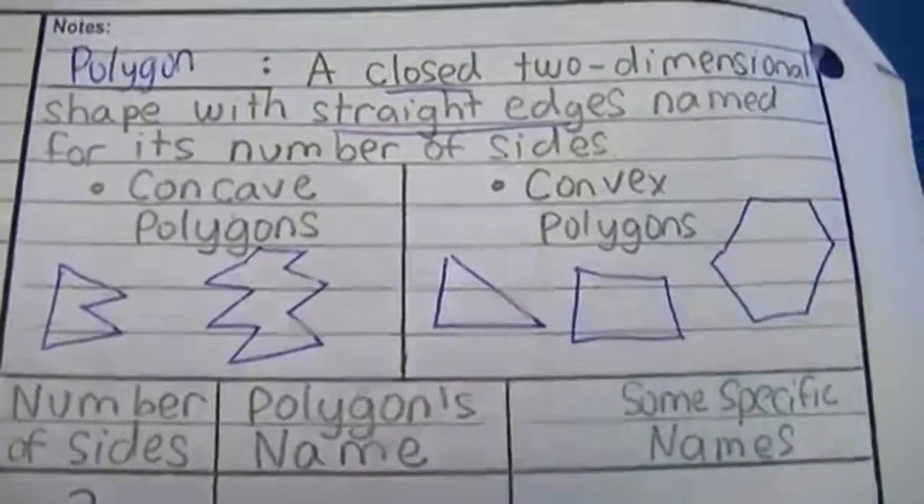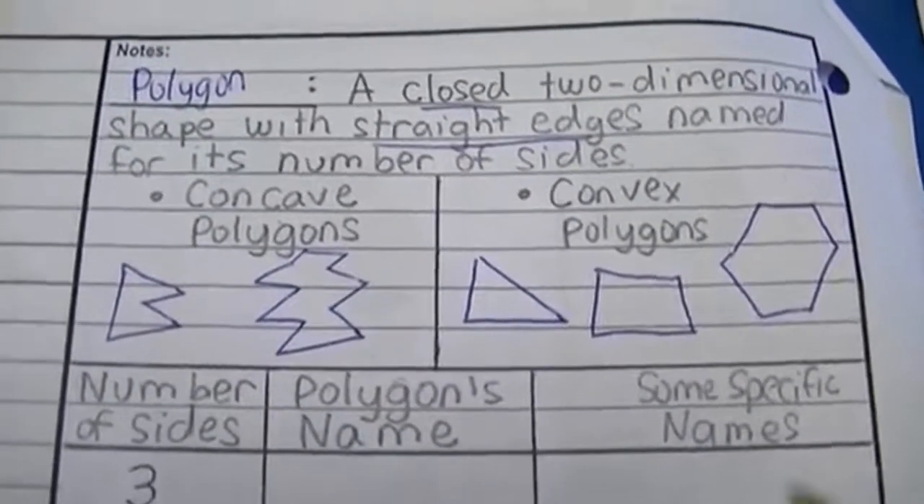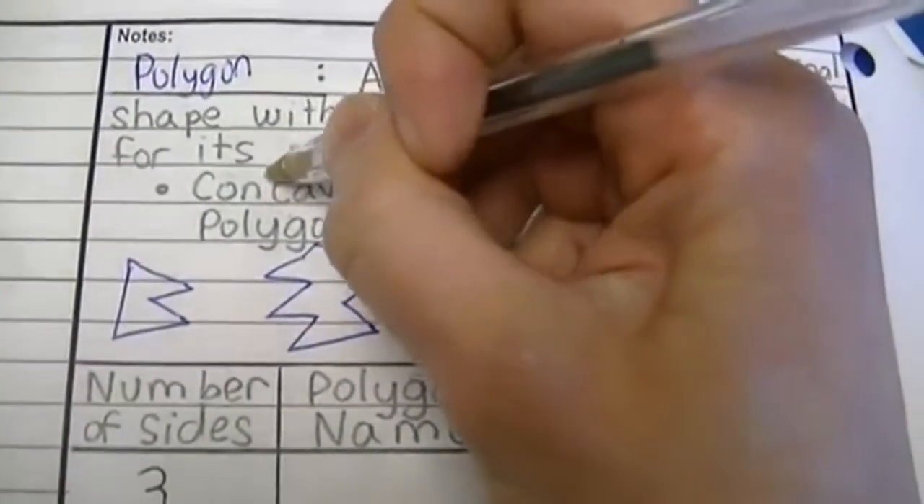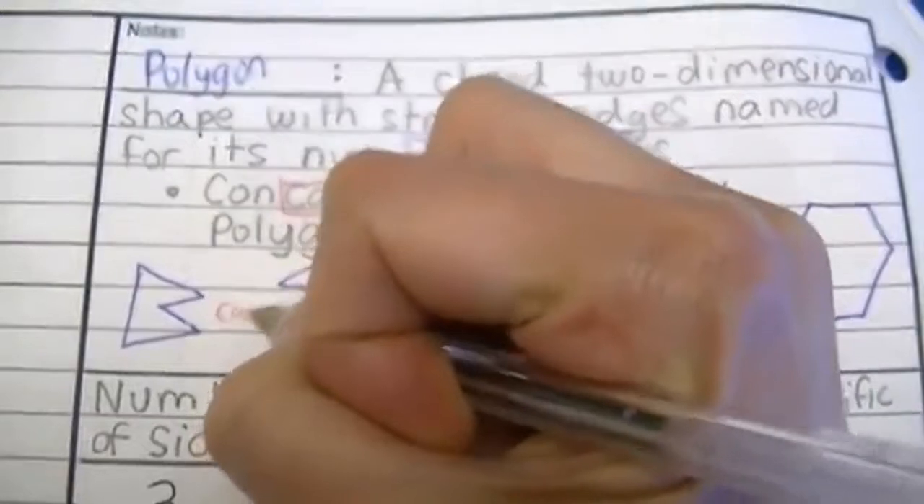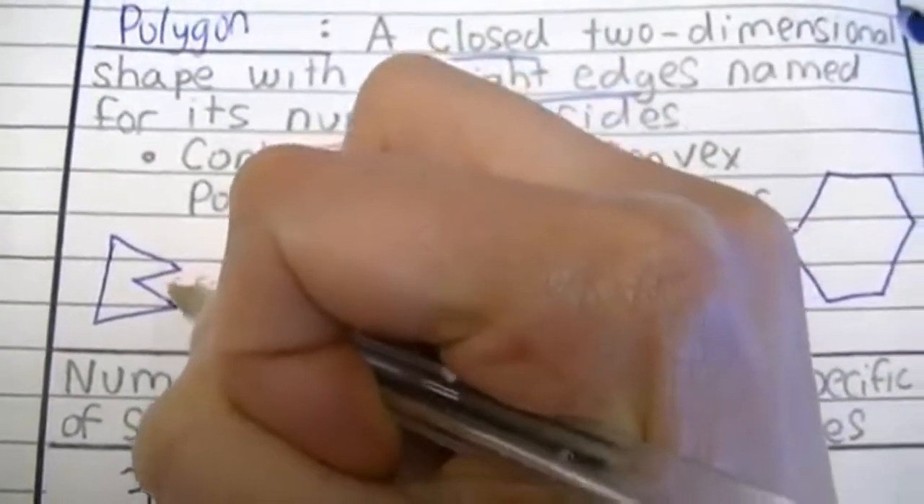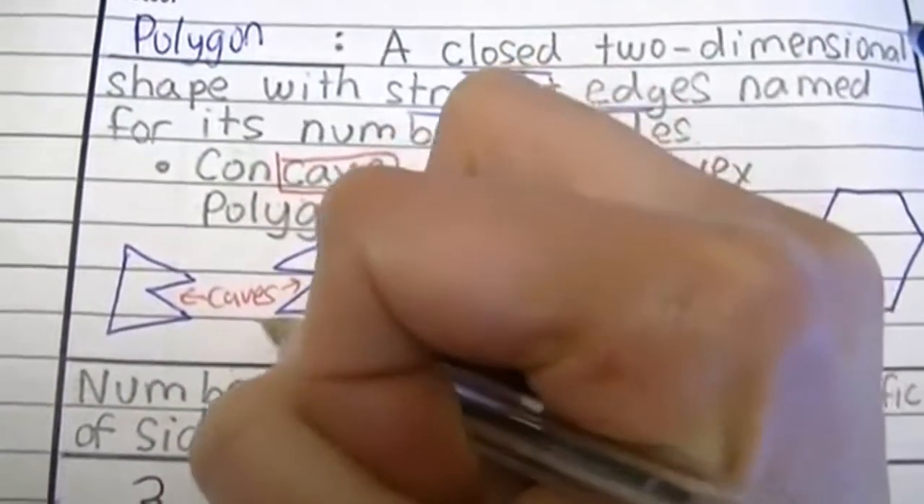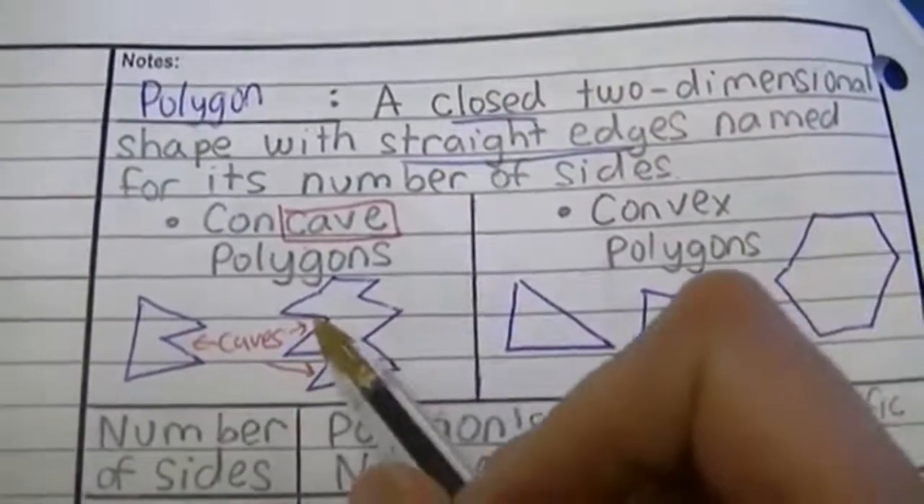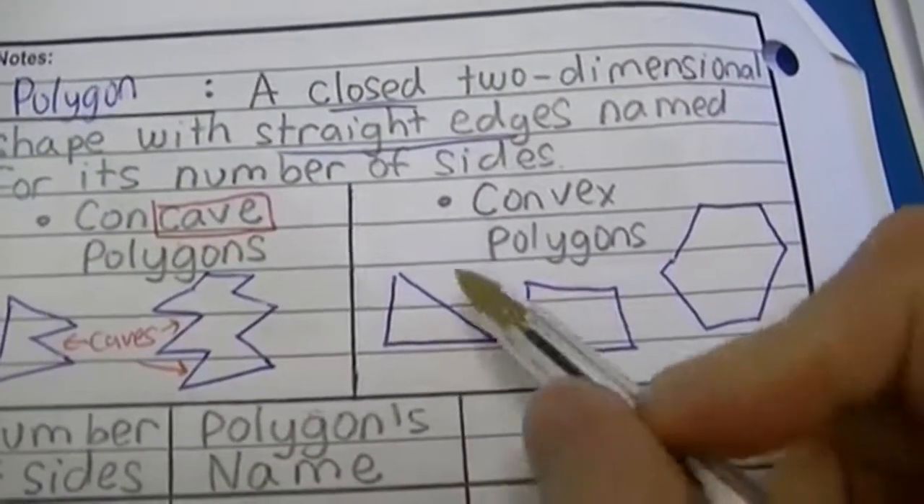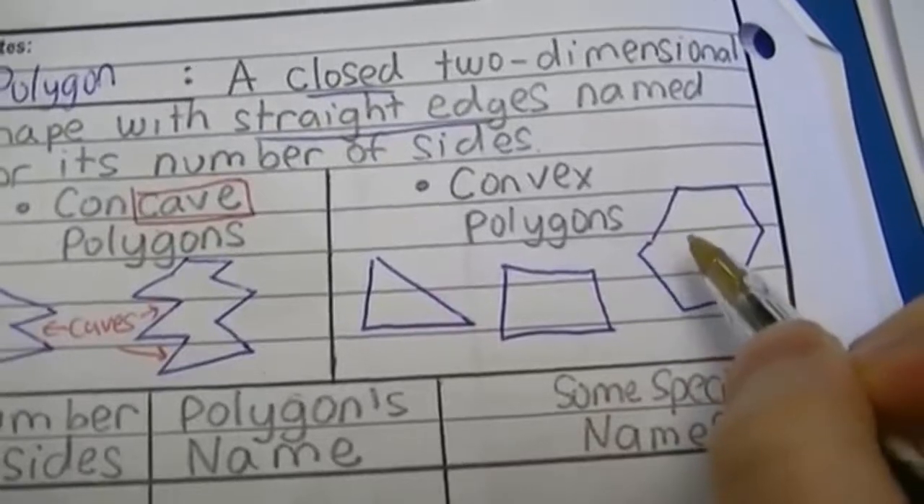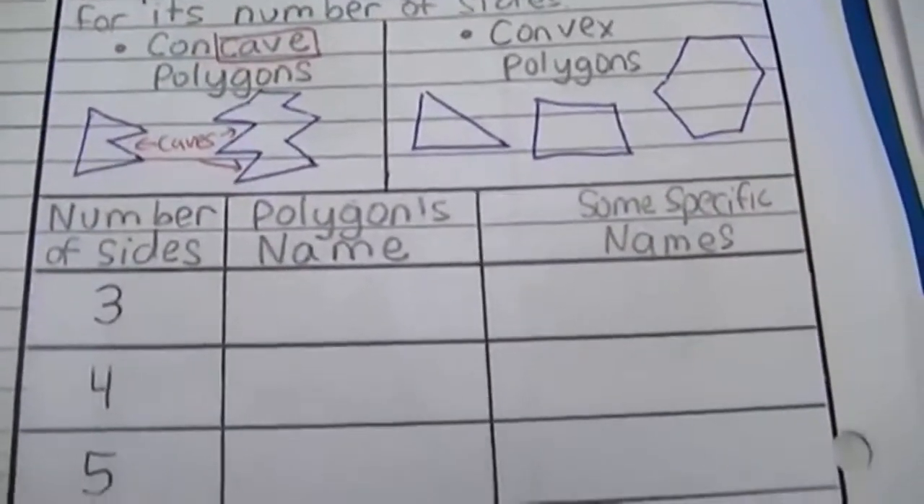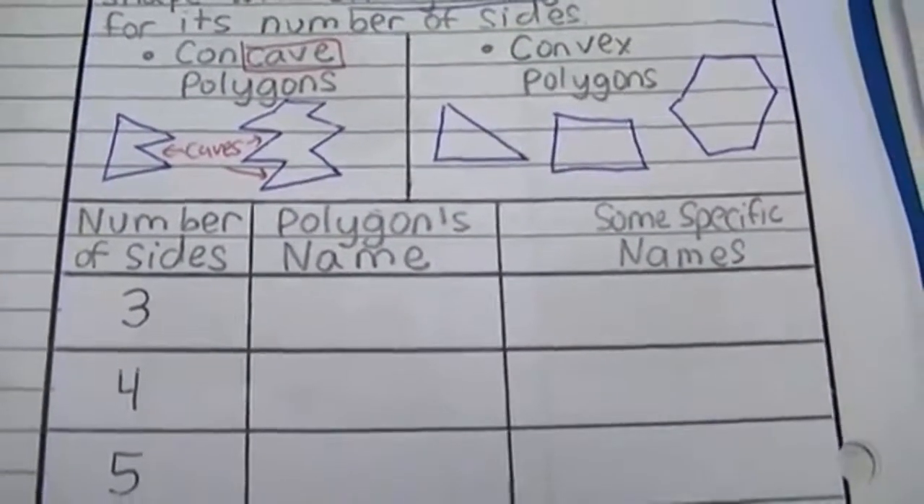Okay, and I wanted to see if you can see the difference between them. Something that I used to remember what concave polygons look like is I think, oh, there's a cave. So I'm like, okay, here's some caves. There's some caves in these. Concave polygons have caves in them. Convex polygons, they don't have any little caves in them. Okay. So now we're going to go into the polygon's name.